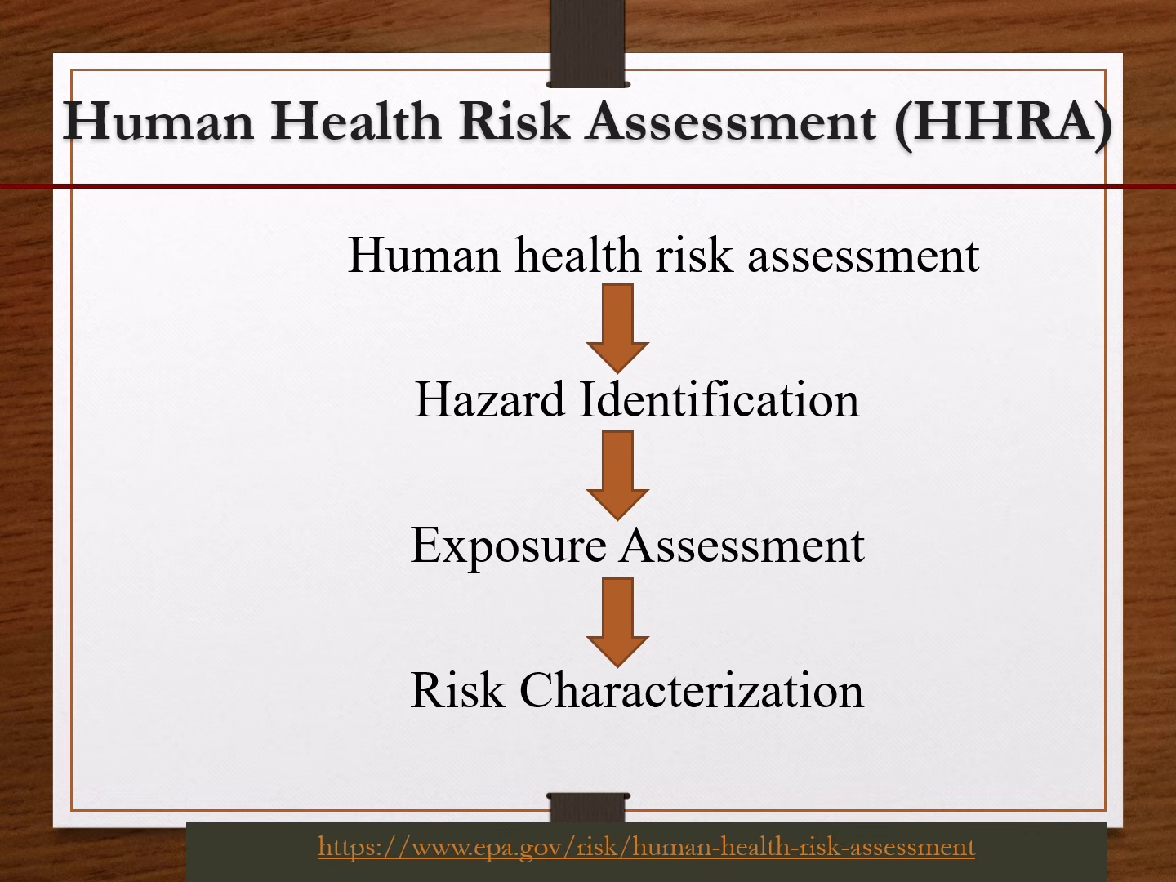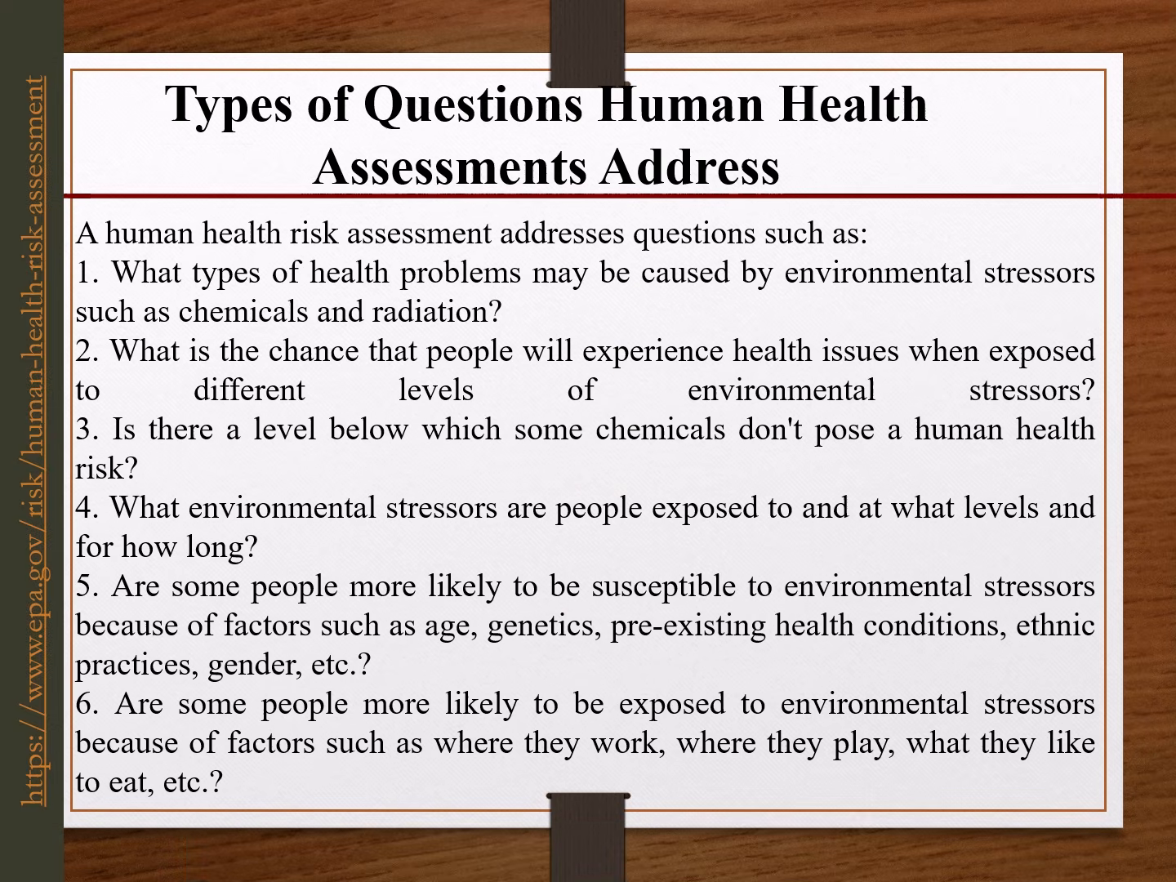A human health risk assessment addresses questions such as, what types of health problems may be caused by environmental stressors such as chemicals and radiation? What is the chance that people will experience health issues when exposed to different levels of environmental stressors? Is there a level below which some chemicals don't pose a human health risk? What environmental stressors are people exposed to and at what levels and for how long?